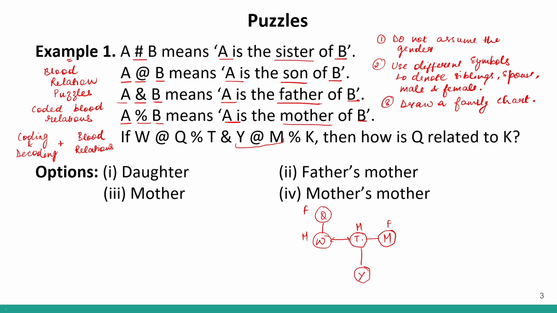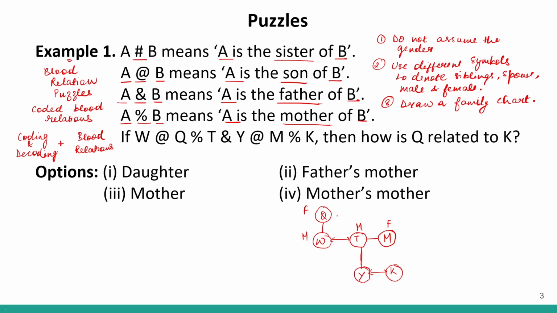Correct? T is male, M is female. They will be parents of Y. Moving forward, M@K, it is given to us that M is the mother of K. So M is the mother of K means that Y will have a sibling K, but the gender of Y and K are unknown.